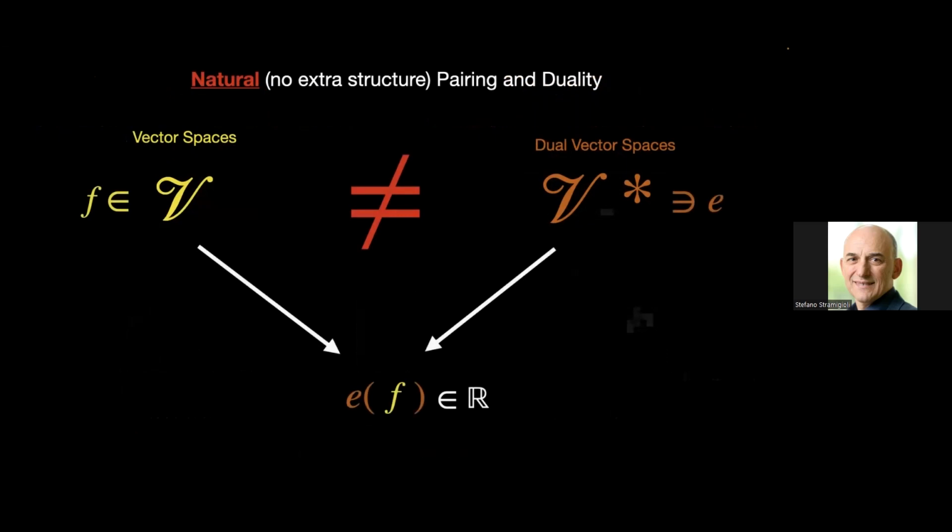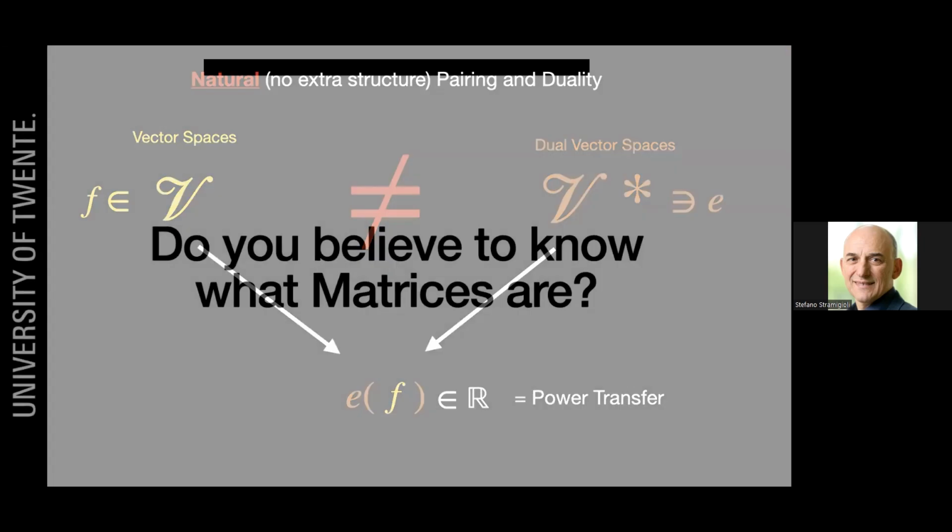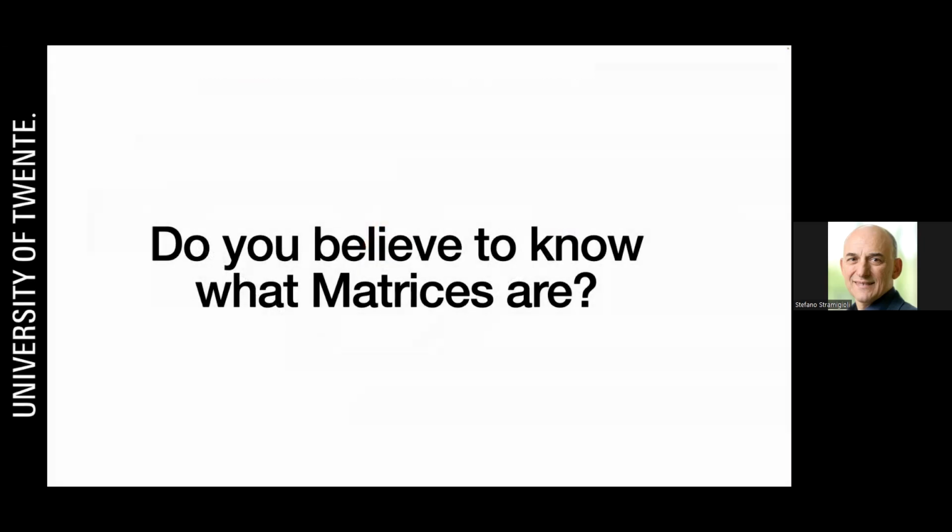But you can join them. If you take an element on one side and an element on the other side, you can join them, and you get a real number, which for us will be power, okay? So now you know that the vector space and the dual vector space are two different things, okay? Now a question: do you think you know what matrices are? Of course you say, well, let's wait for the end of this.